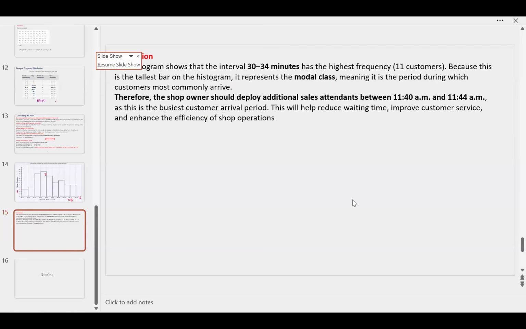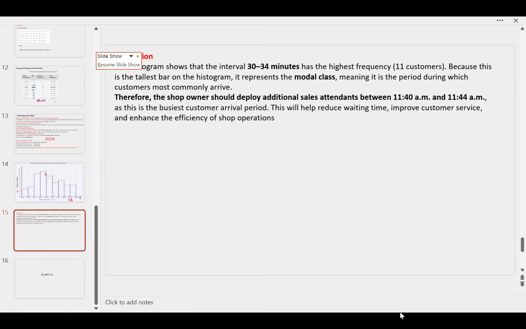Therefore, the shop owner should deploy additional sales attendants between 10:40 a.m. and 11:40 a.m. and 11:44 a.m. as this is the busiest customer arrival period. This will help reduce waiting time, improve customer service, and enhance the efficiency of the shop operations. So that was the conclusion for obtaining the modal time of arrival of customers.